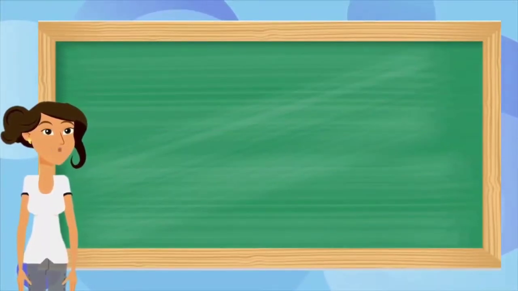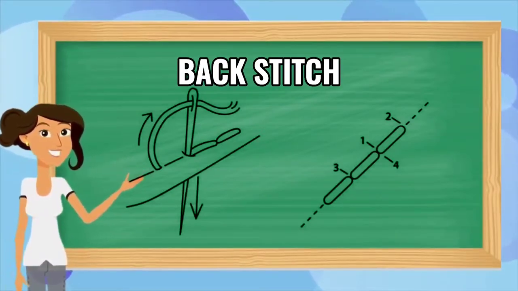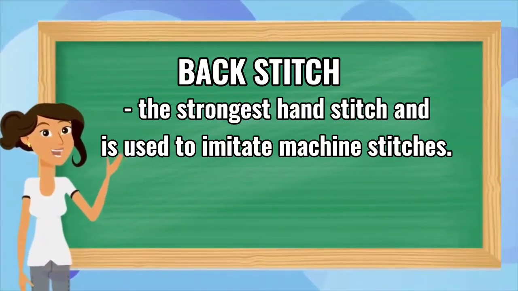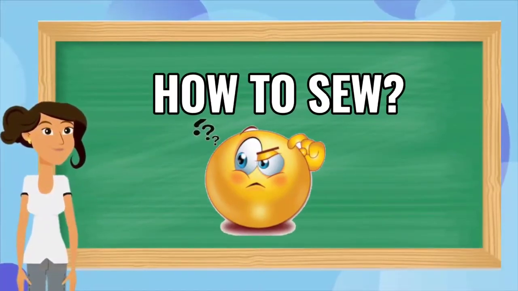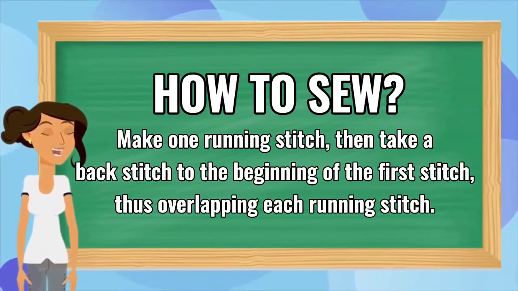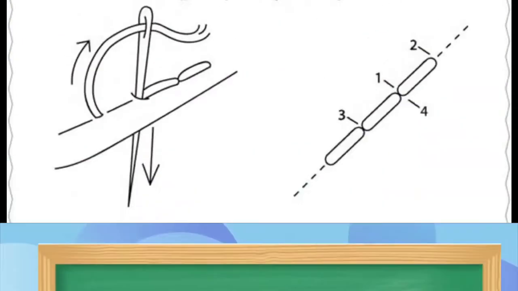So the first one we have, backstitch. When we say backstitch, okay, very good. It is the strongest hand stitch and is used to imitate machine stitches. So how are we going to sew backstitch? Okay, so we are going to make one running stitch, then take a backstitch to the beginning of the first stitch, thus overlapping each running stitch.